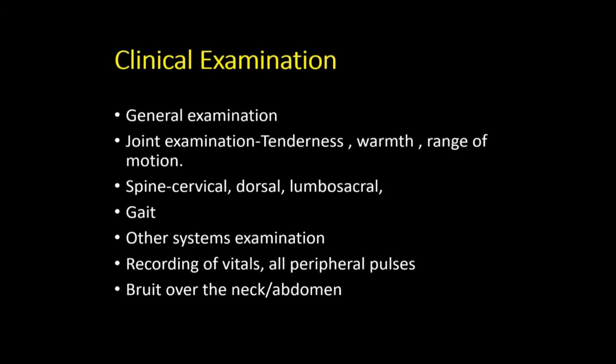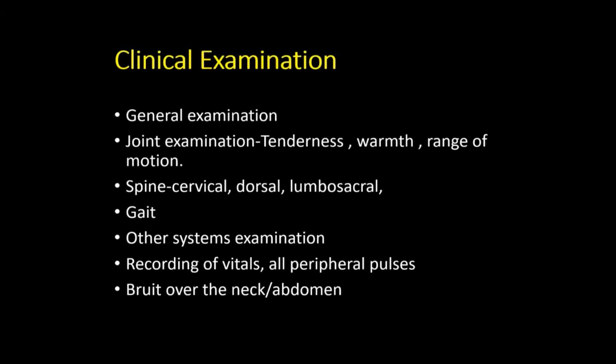We have an examination in rheumatology called GALS, that is gait, arms, legs, and the spine. So 4 components have to be examined in a rheumatological problem. Other systems examination: it doesn't mean rheumatologists don't require a stethoscope. So you should examine the cardiovascular system, the respiratory system, the central nervous system, the abdomen. All these things have to be examined.